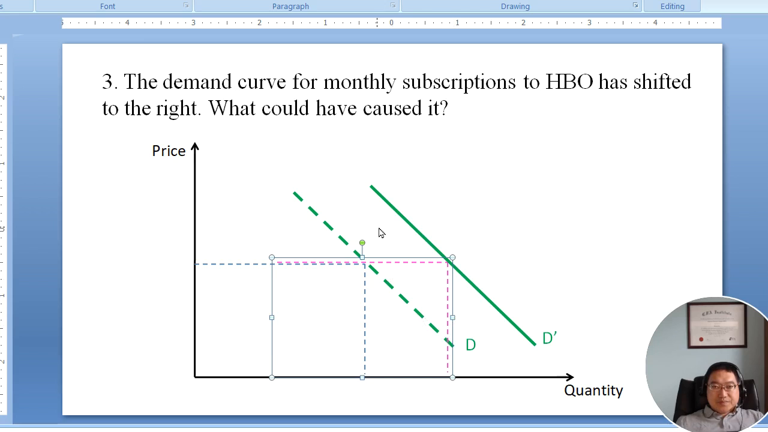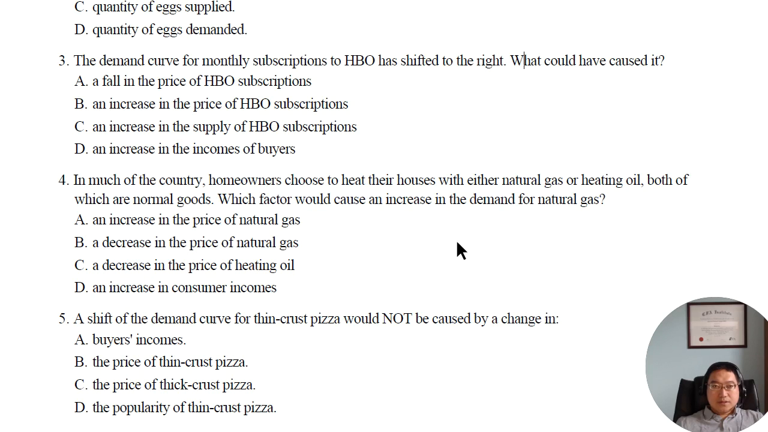But anyway, if you think about the reason, what cannot be the reason is the price movement. Okay, you cannot say it's because the price moved along the demand curve, right? Quantity demanded changed and the whole curve changed. That's not gonna be the reason. So let's look at the choices. A, a fall in the price of HBO subscriptions, not a reason. It's a movement along the demand curve.